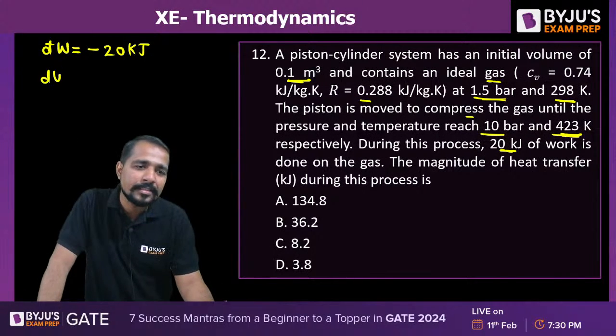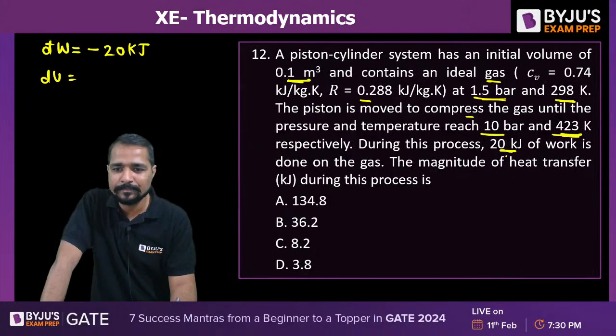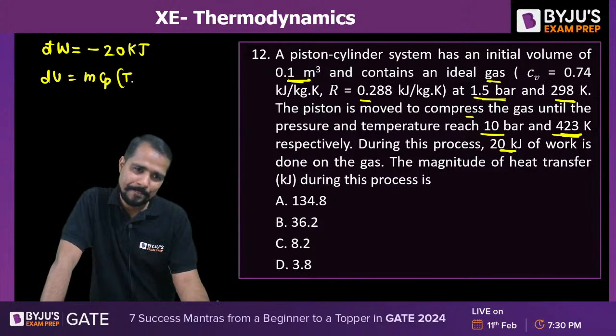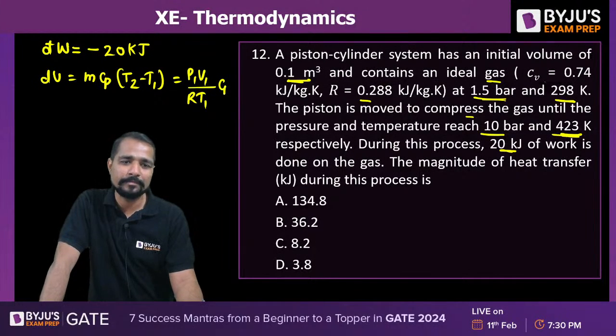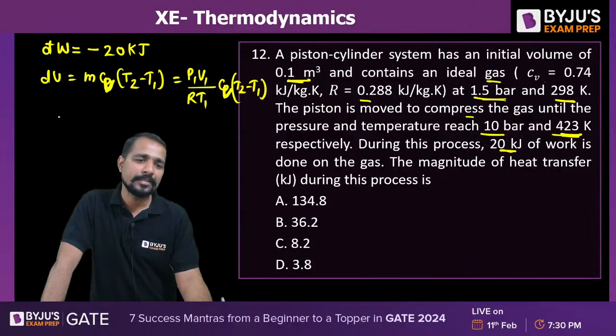Can we write the change of internal energy? The work is given in kilojoule, so that will be equal to m Cv (T2 minus T1). m will be equal to P1 V1 divided by R T1, my dear. It's not Cp, sorry, it's Cv, because it is the change of internal energy. So it can be written with P1.